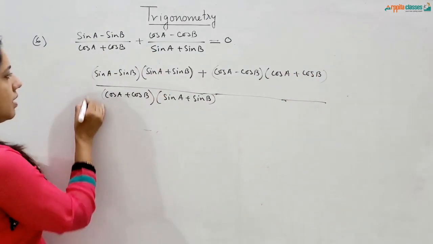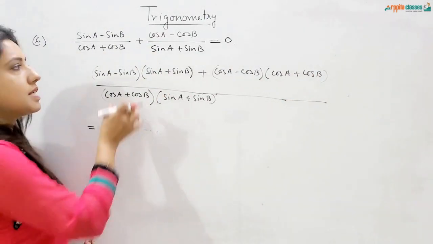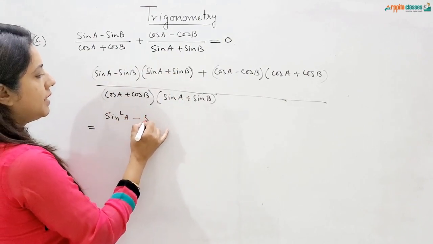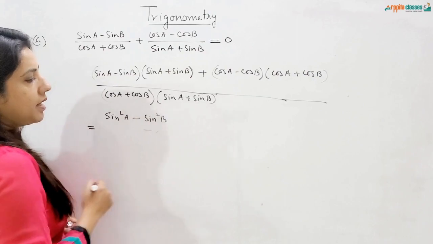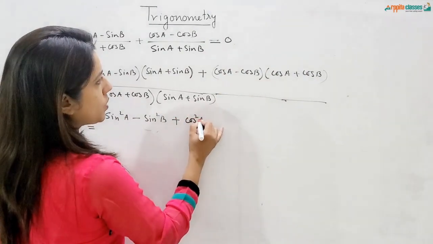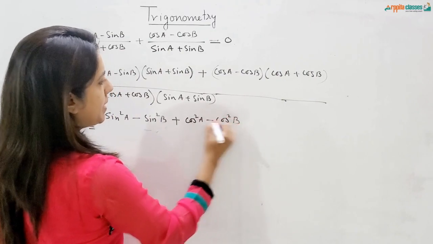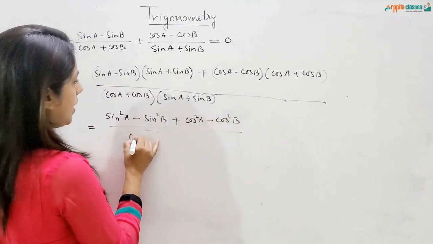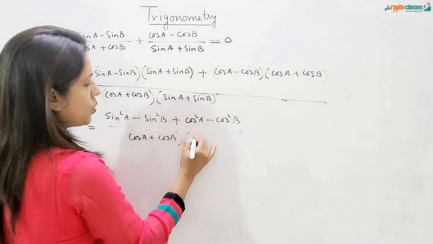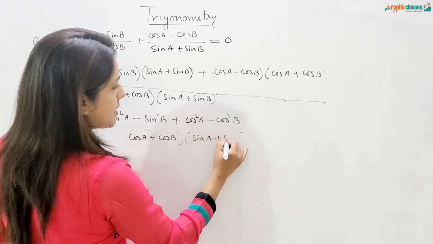Now if you see the numerator, it is (A − B) into (A + B), which is your A square minus B square, plus here also (A − B) into (A + B), which is your A square minus B square. Down I have (cos A + cos B) into (sin A + sin B).